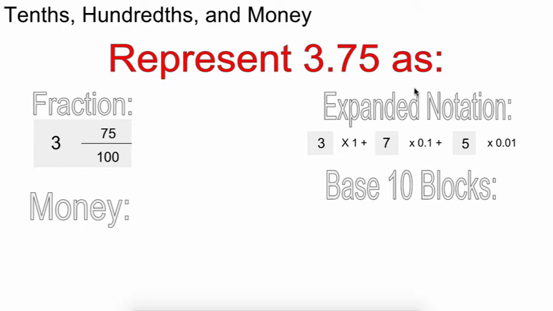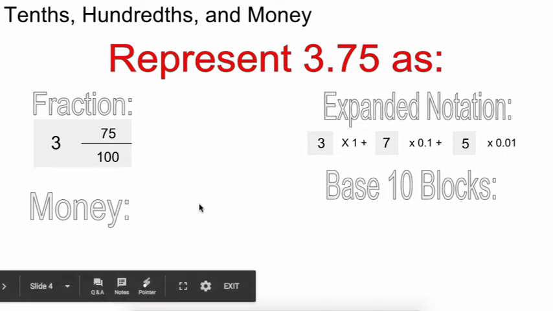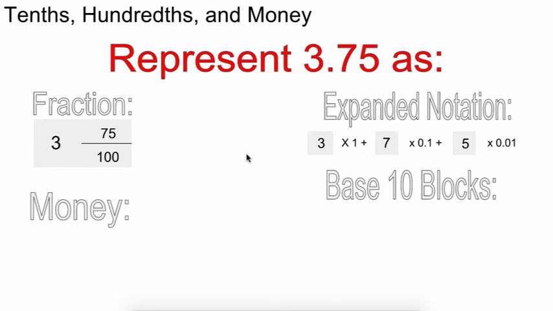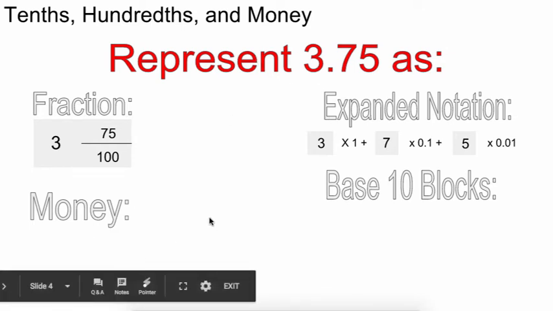Okay, so money is an easy one because we know what money is like. We know what dollar bills and dimes and pennies are like. So how many dollars does this represent? Well, the nice thing about decimals and dollars is all you have to do is put a dollar sign in front of it, and it's the same thing. So let's put some money down here.